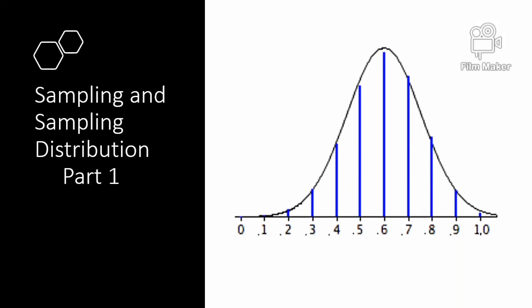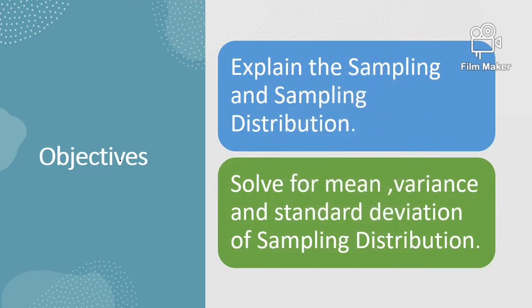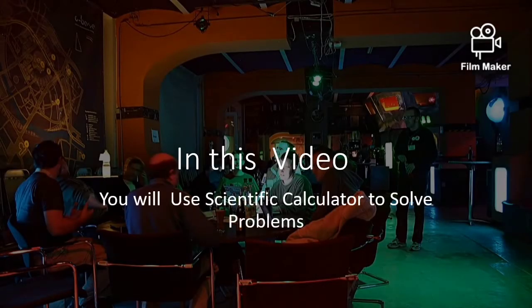Sampling distribution, Part 1. Objectives. Explain the sampling and sampling distribution. Solve for mean, variance, and standard deviation of sampling distribution. In this video, you will use a scientific calculator to solve problems.